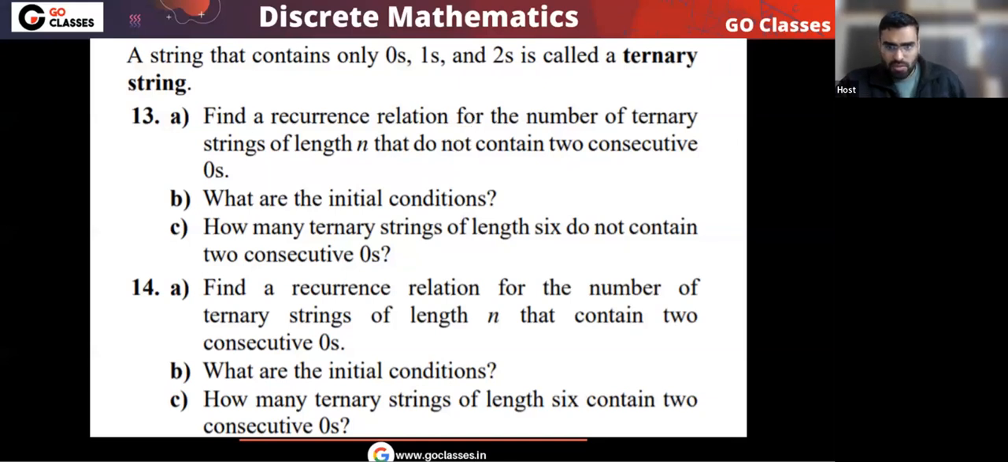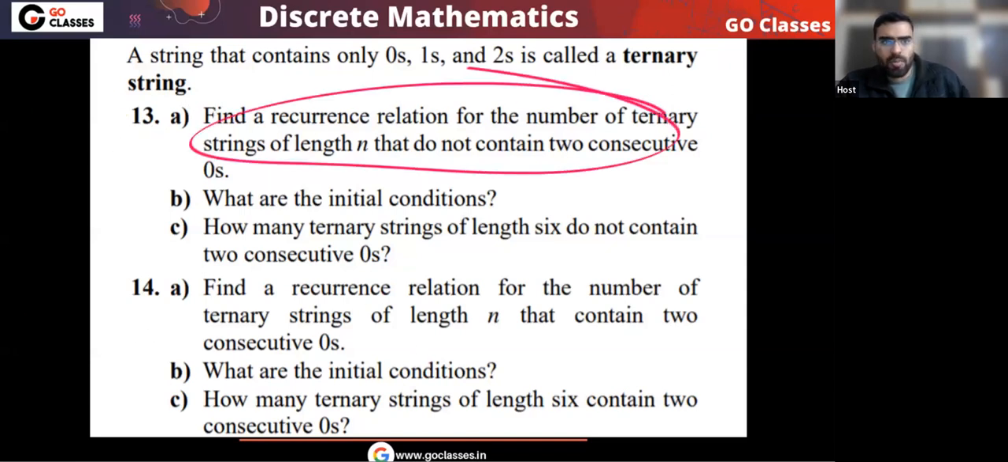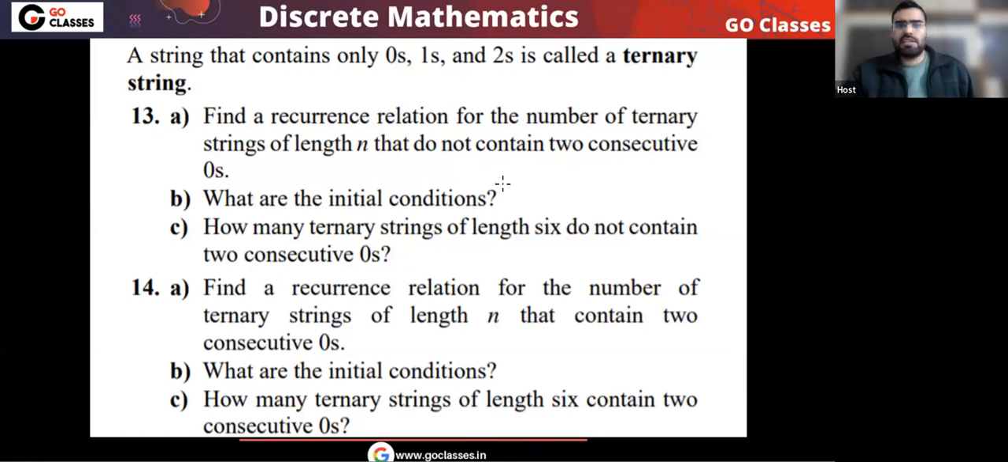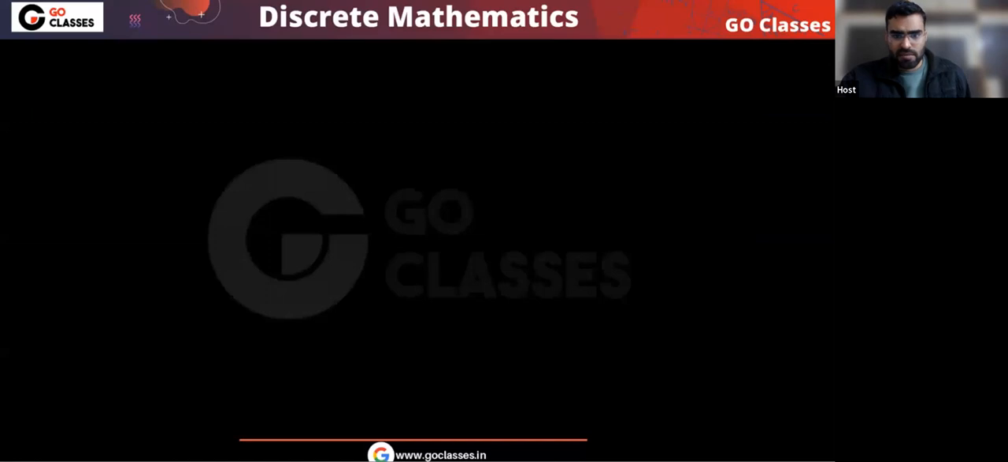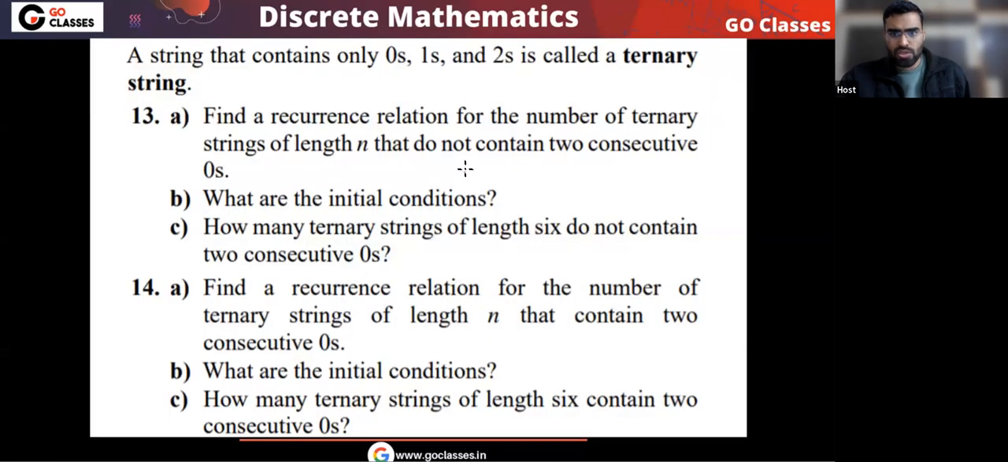Okay. So can you try question number 13? Can you write the recurrence relation for this problem? Ternary strings that do not contain consecutive zeros. So what is the recurrence relation for question number 13? Try this.